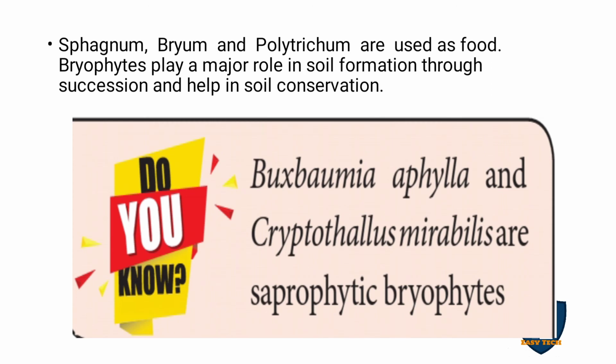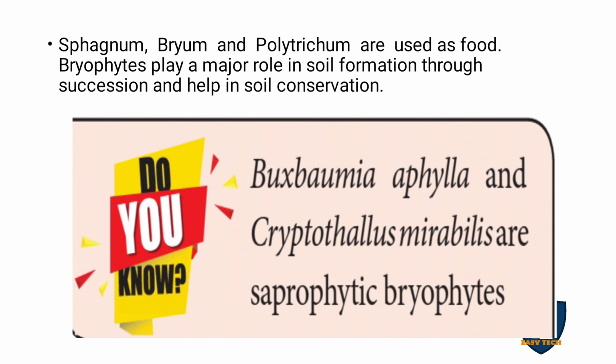Sphagnum, Bryum and Polytrichum are used as food. Bryophytes play a major role in soil formation through succession and help in soil conservation also. The bryophytes form a mat on the soil. Due to the formation of the mat on the soil layer, it can control erosion. So due to this, it can conserve the soil also.